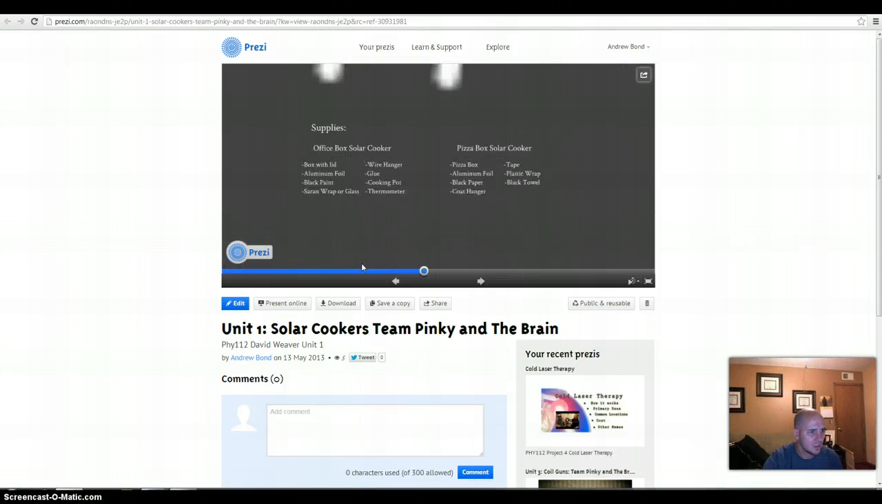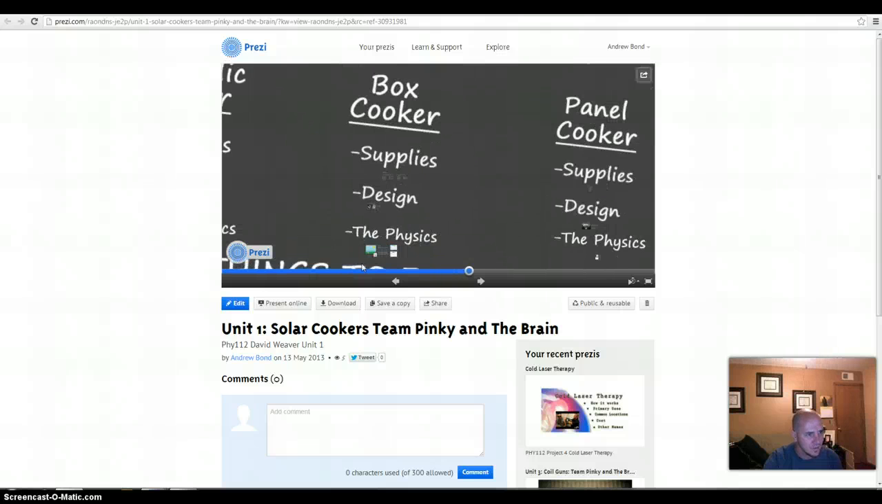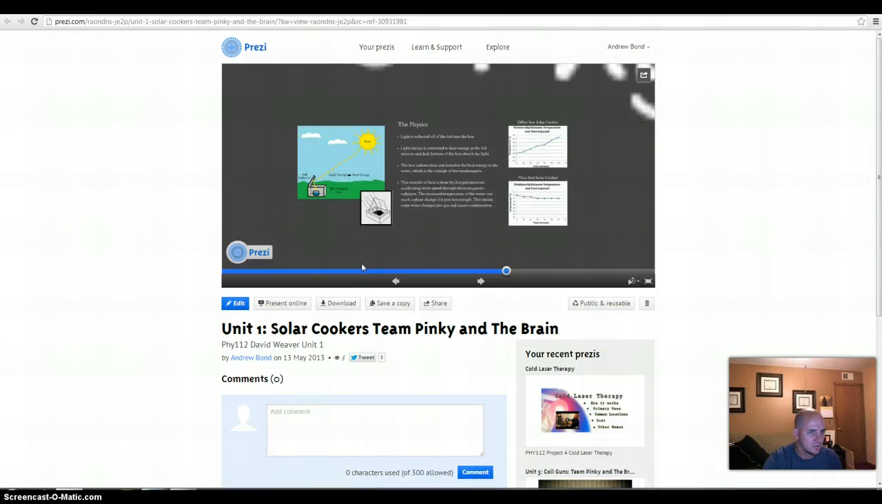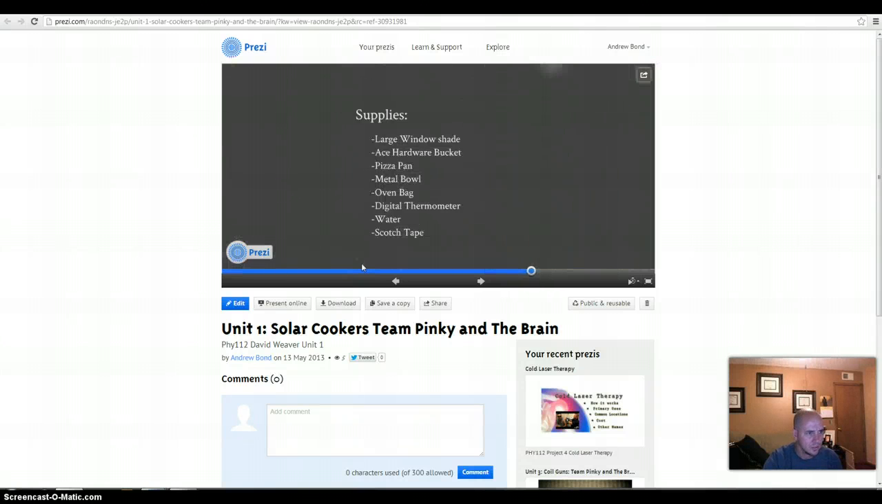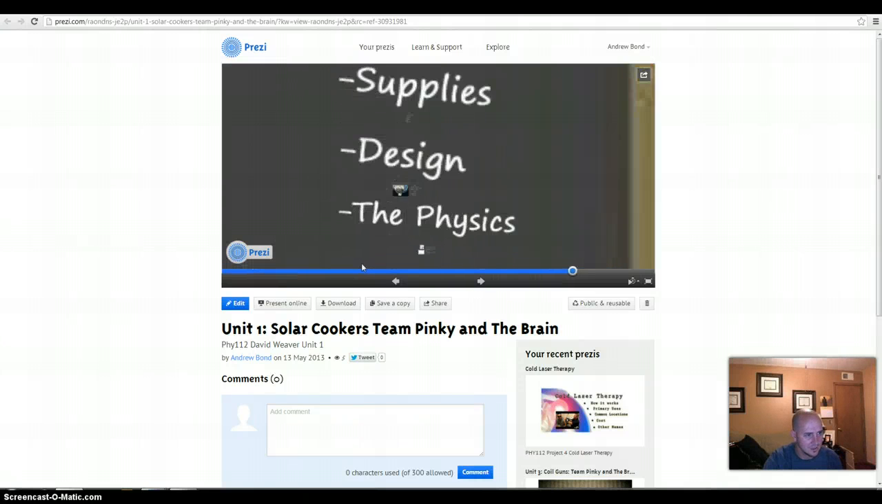This one was the box cooker. The box cooker is really good for basically cooking things like bread, soups, things that take a long time. It's kind of like a crock pot. Some more graphs, just basically showing you what each one of these things is. And the nice thing with the box cooker is it has insulation.